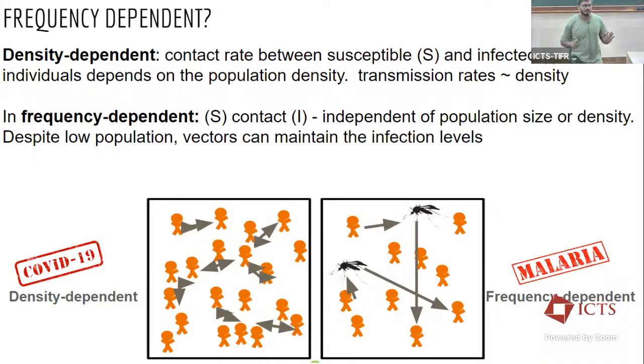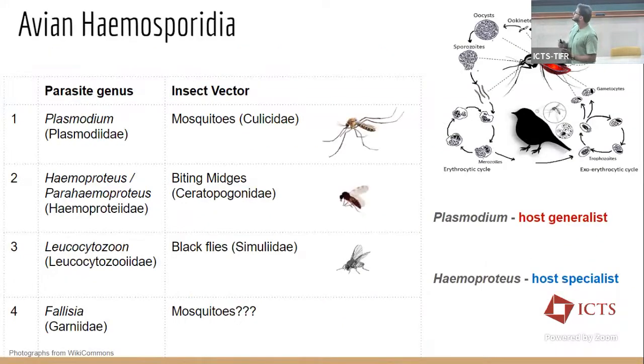Is everyone clear? Okay with it? Frequency dependent would be a function of the vectors, the count of the vectors. You're right. Please don't ask me about the math, but you're right. It will be a function of the vector. Okay. So these are the avian hemosporidia, the avian blood parasites that we generally deal with.